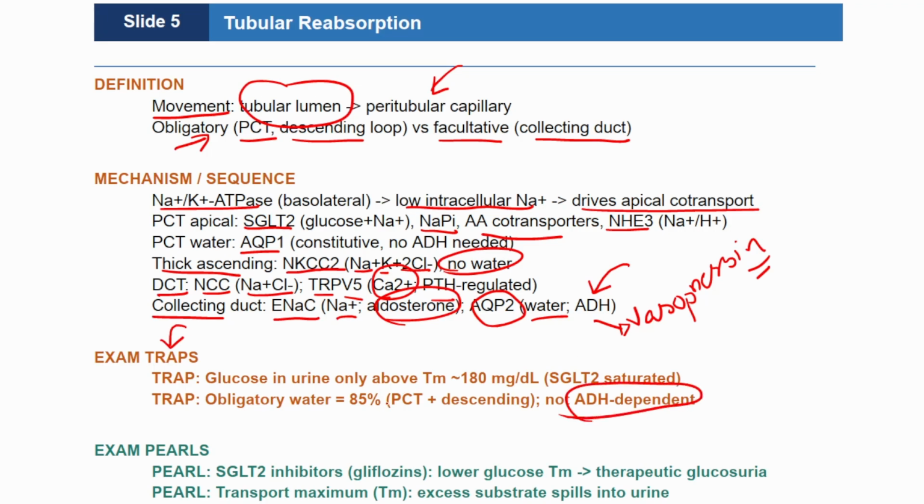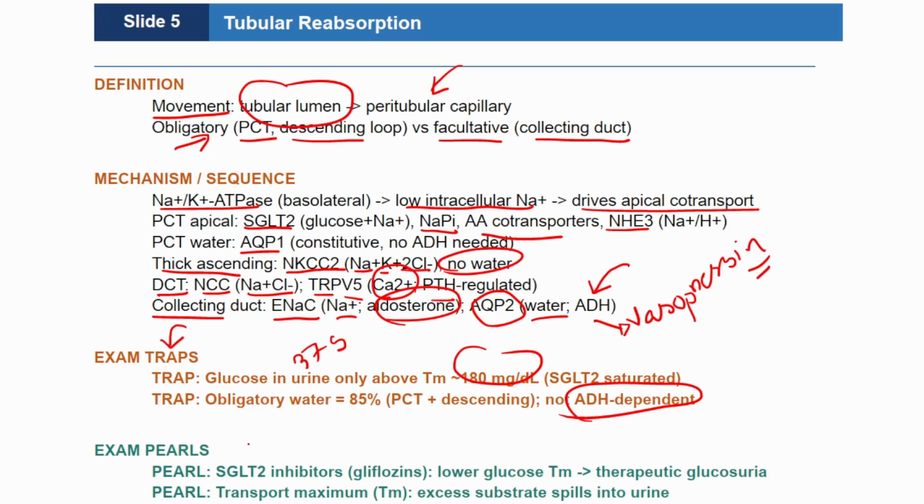Another major trap involves the limits of glucose reabsorption. Examiners will state that the kidney can reabsorb an infinite amount of glucose. In reality, the SGLT2 transporters hit a strict transport maximum when the filtered load exceeds approximately 375 milligrams per minute, though plasma levels above the renal threshold of 180 milligrams per deciliter will cause individual nephrons to saturate, causing excess substrate to remain trapped in the lumen and spill into the urine as glucosuria.